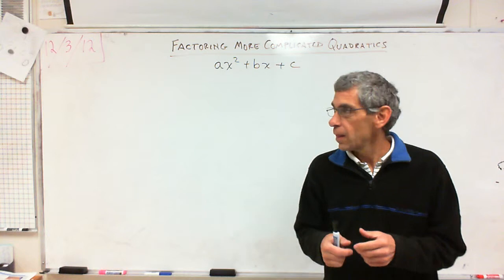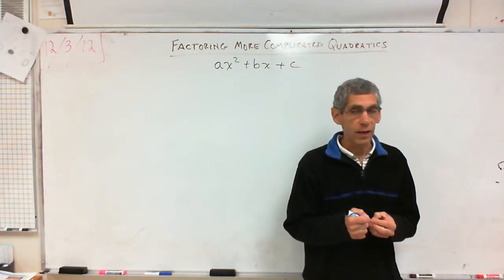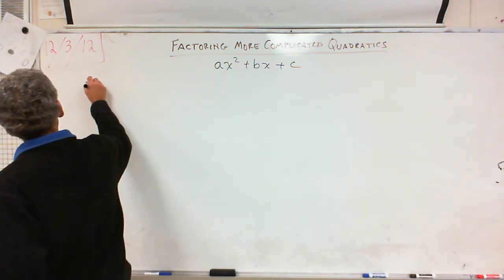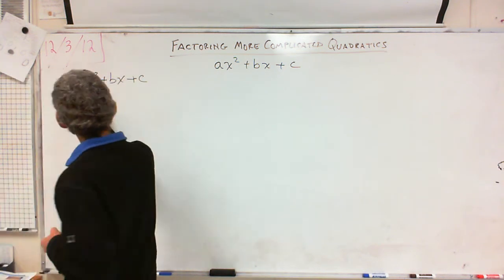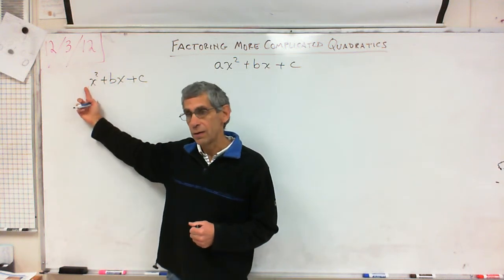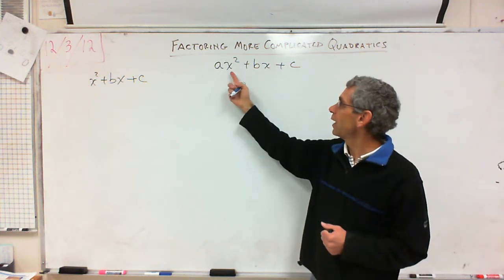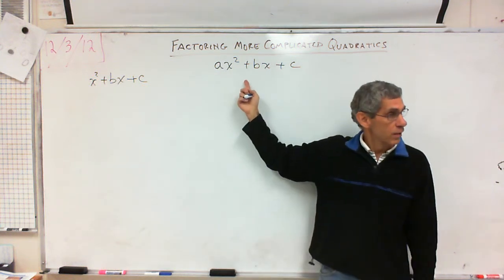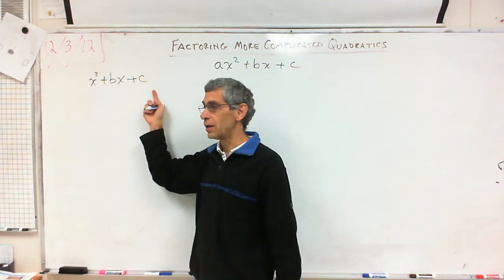Okay, so up to this point, I've been really good to you. I've been giving you very easy things to factor. Basically, you've been factoring things in the form x squared plus bx plus c. In other words, the number in front of that x squared is a 1. If you wrote the full expression, it would be ax squared plus bx plus c. So I have been giving you problems where a is equal to 1. So it would look like x squared plus something x plus something, right?